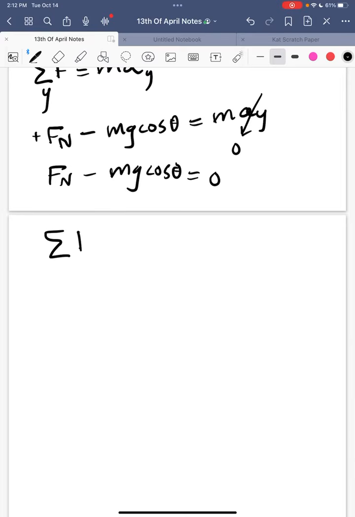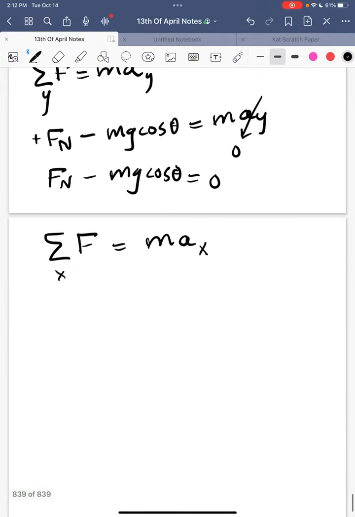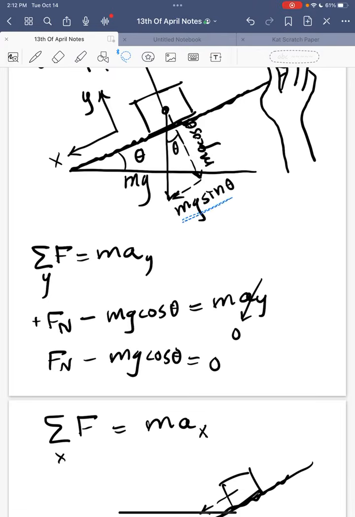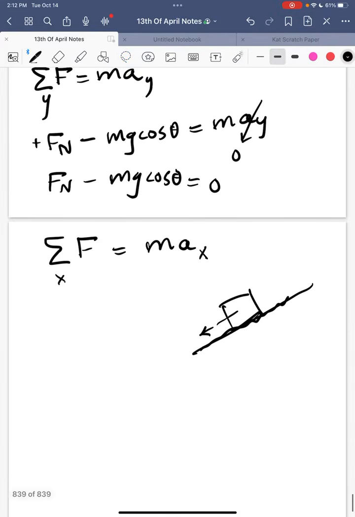We can just leave it like that. What I want to do now is look at the sum of the forces in the x direction, and that should equal the mass of the block times its acceleration in the x direction. Let's redraw it here briefly. Here's the plane, here's the box. Pulling downward, we have the force we talked about earlier, mg sine theta. Now what's pulling it backward? That would be some force of friction. So the force of friction would pull that way.